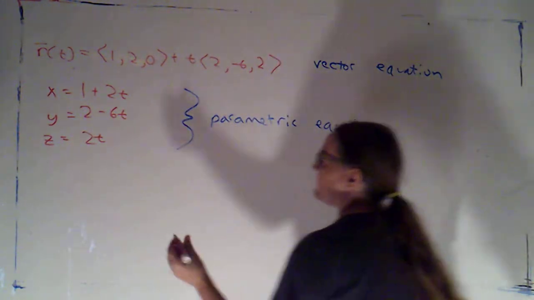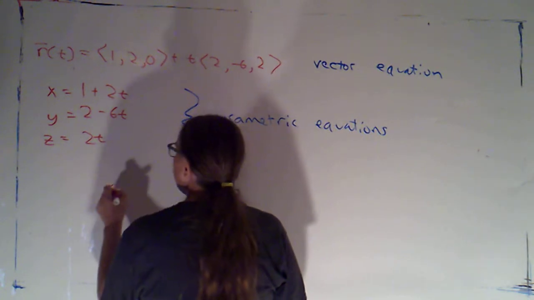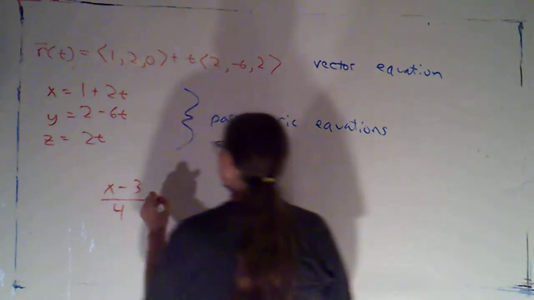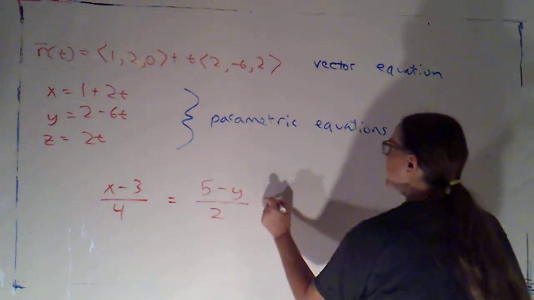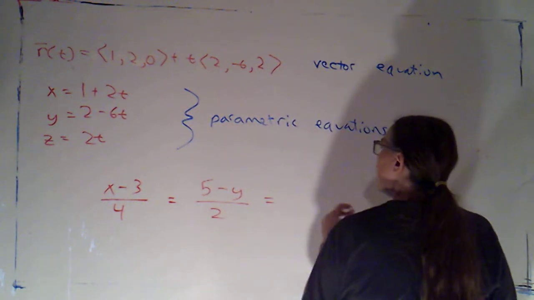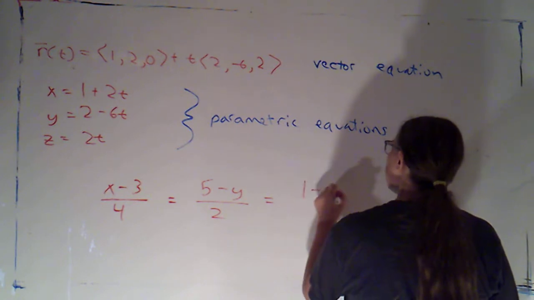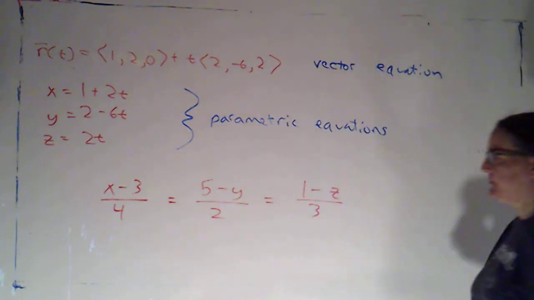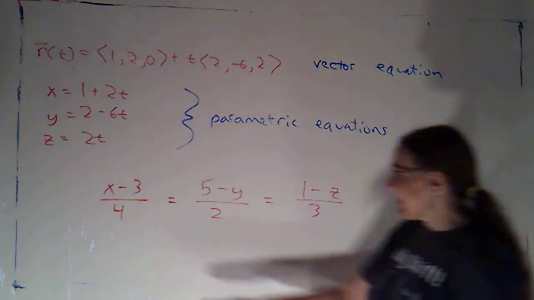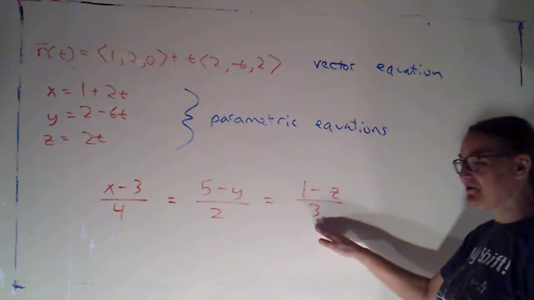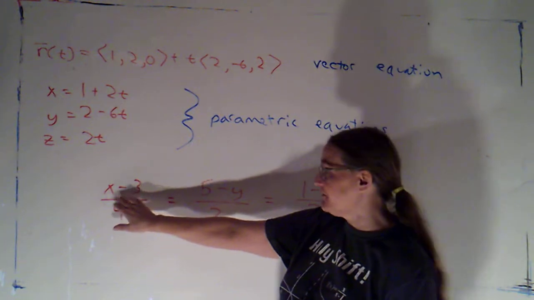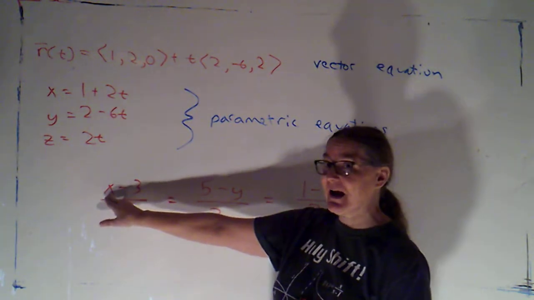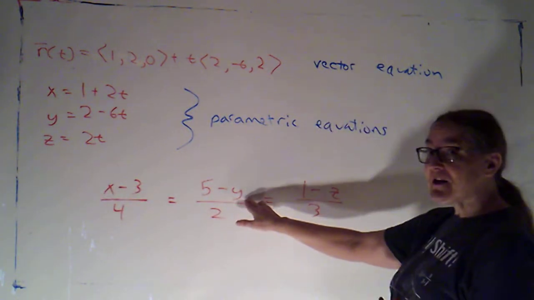Let's suppose I have a line defined by x minus 3 over 4 equals 5 minus y over 2 equals 1 minus z over 3. Okay. Tempting to say that my direction vector will be 4, 2, 3, but I notice that the only one of these that's in standard form is the x one, because I've got one copy of x. I would want to rewrite this.